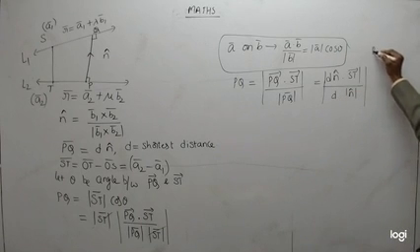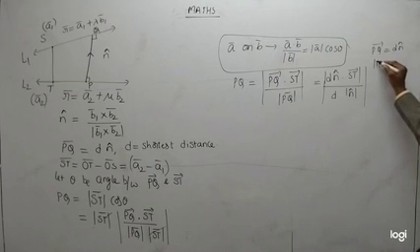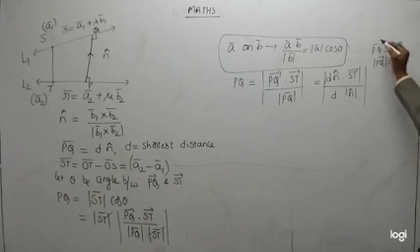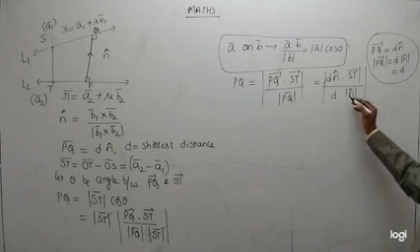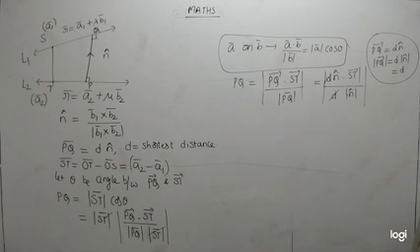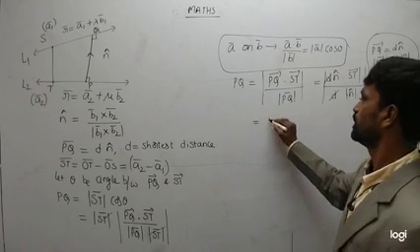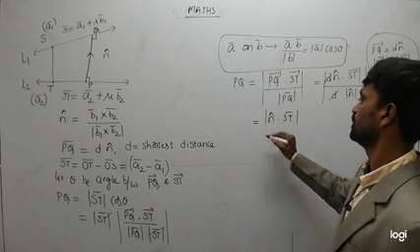So PQ bar is D into N cap. So modulus of PQ bar, what you will get? D into modulus of N cap. So modulus of N cap is 1 because N cap is a unit vector. So D into mod N cap, so D and D get cancelled. N cap value is 1. So that's what you are getting, N cap dot ST bar under modulus.